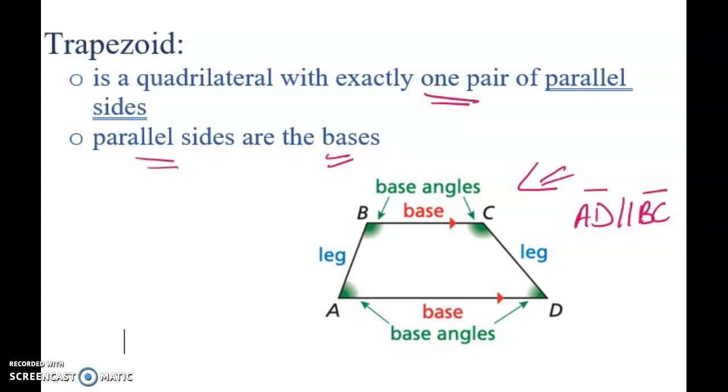Angles B, C, A, and D, these are the base angles. On the other hand, sides AB and DC are called legs of a trapezoid.